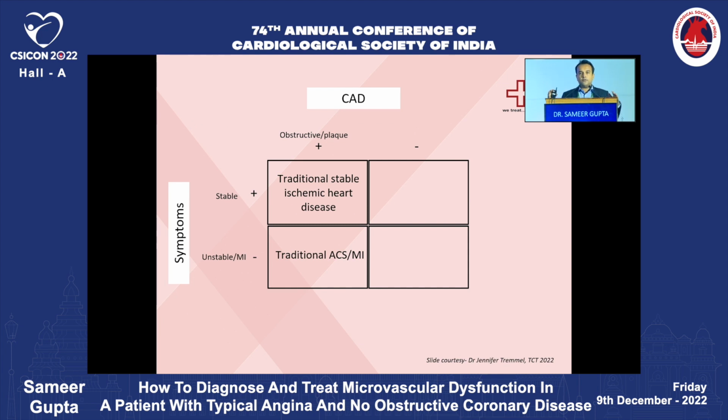Now, when we think of coronary artery disease, we try and divide it into 2 blocks, right? Either you have obstructive plaque, and if your symptoms are stable, then you have stable coronary artery disease. We all know that. If you have unstable angina or MI, then it's a traditional MI, PCI. We know what to do over there. But what happens when you have non-obstructive coronary artery disease on a cath in a patient who has symptoms, right? So this could be ANOCA or INOCA, and we'll talk about what exactly these terms are.